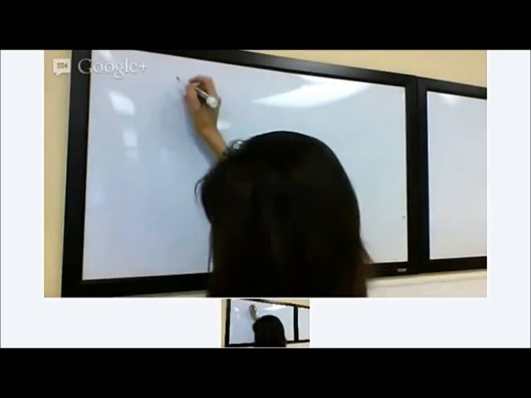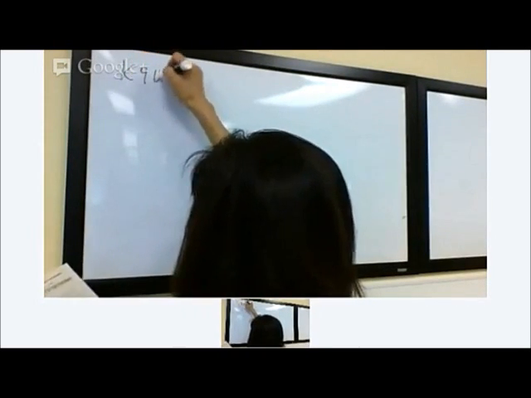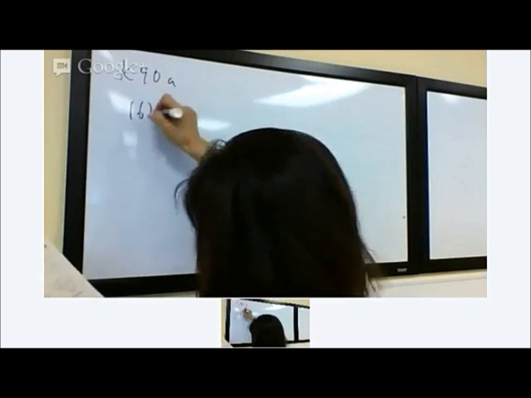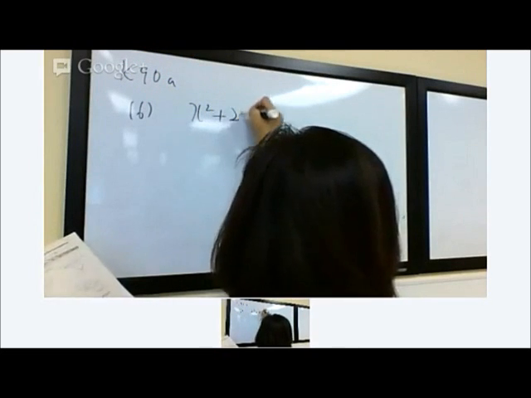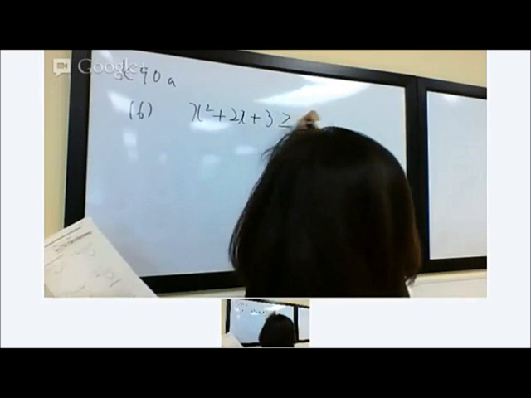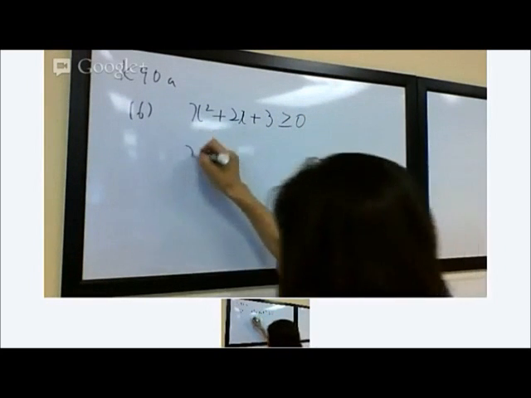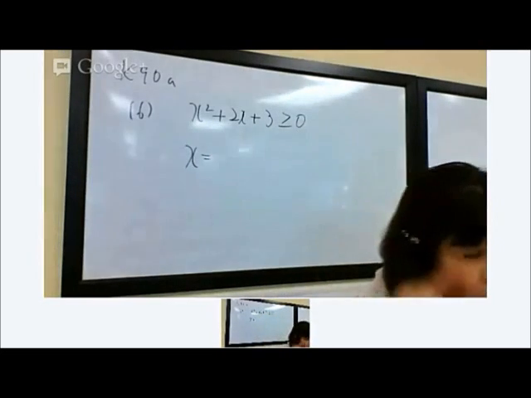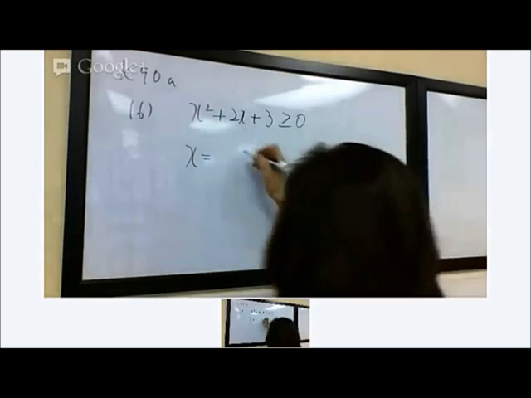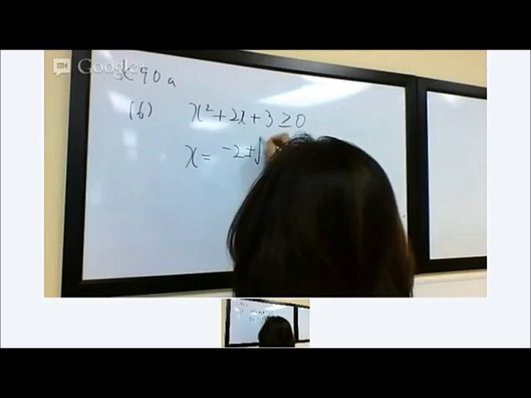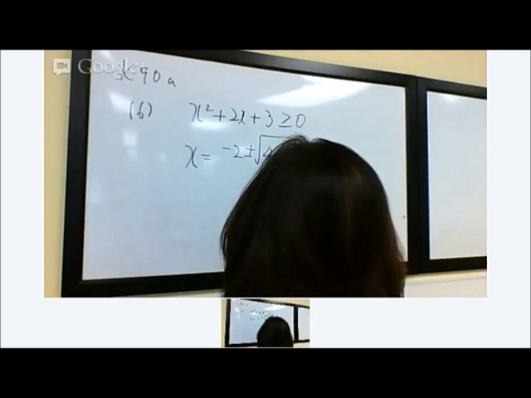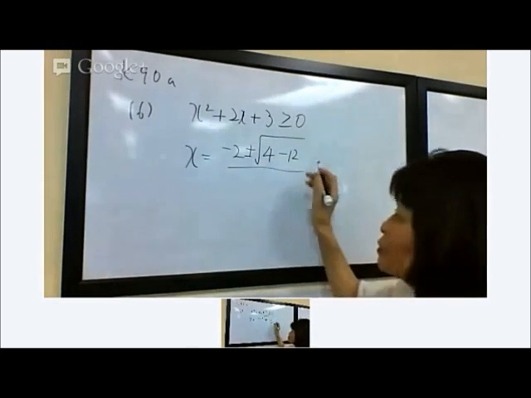Number K90, good question. Number 6, x squared plus 2x plus 3, right? It's not factorable, so we cannot factor. So we start with the solution formula, x equals negative 2 plus minus the square root of 4 minus 12. Inside the square root is negative, right?